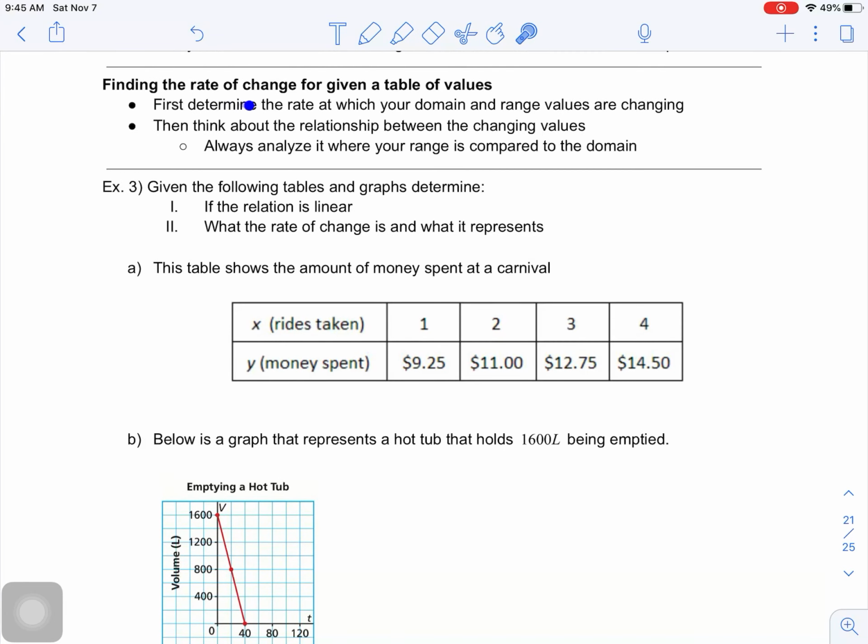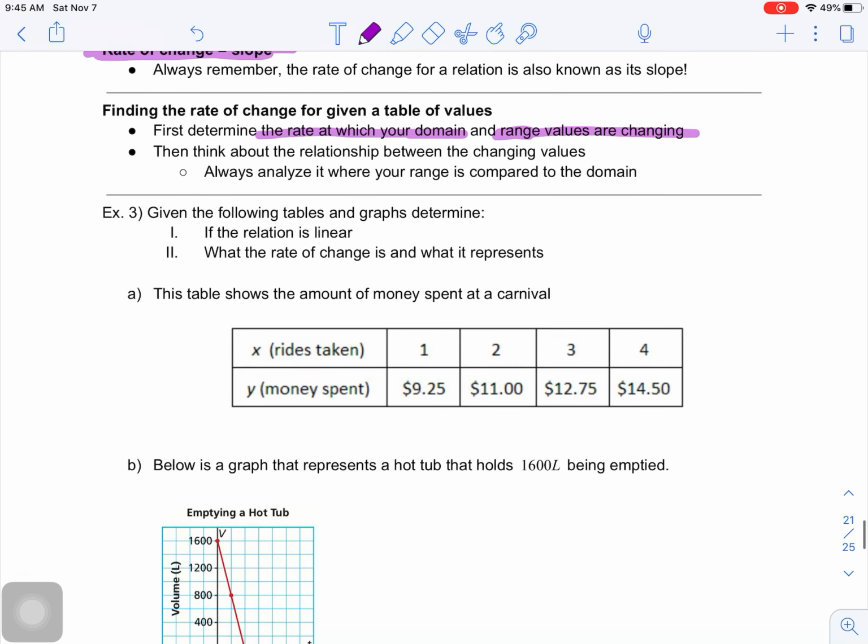Now, lastly, finding the rate of change for a given table of values. First you determine the rate at which your domain and your range values are changing, and then all you have to do is divide them. So when you determine this, you take your change of range and divide it by your change of domain, and this equals slope.